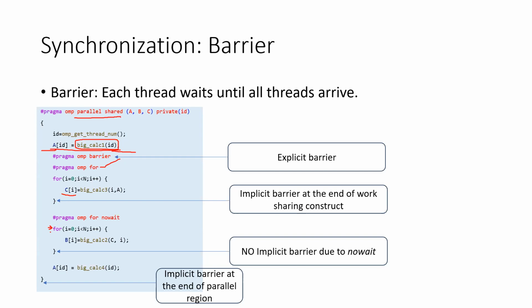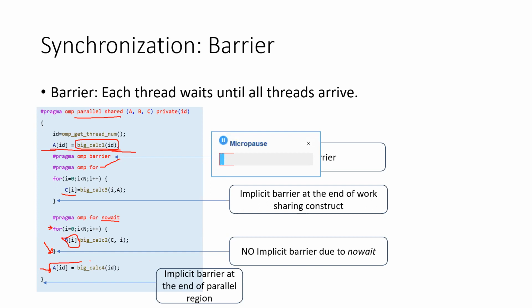And once this for loop starts executing, I'm saying nowait. Why? Because the calculation 4 is independent of the outcome of B, right? So I don't need the value of B to calculate this statement. So once thread 0 finishes all of its iterations, it does not necessarily need to wait at this point for other threads to finish. It can just go ahead and run this function call. So this is controlled by nowait.